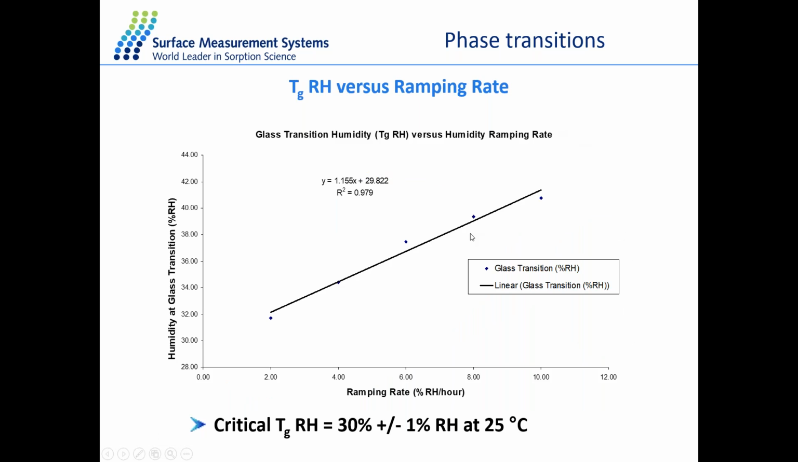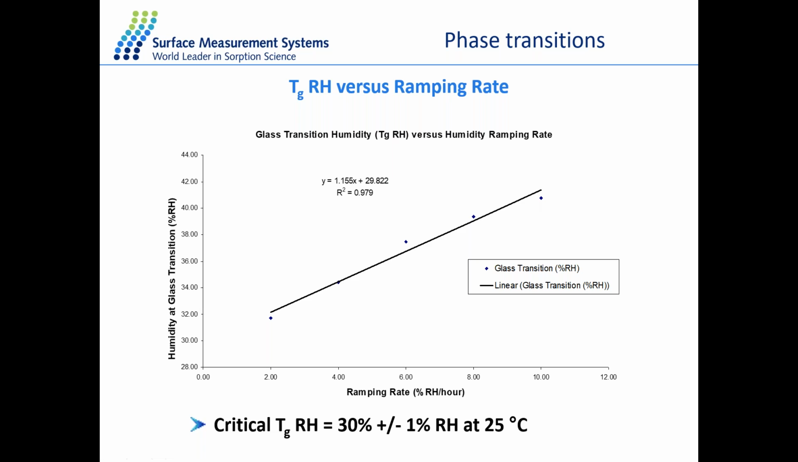Now, what can we understand from this data? The main factor that we're looking at here is the fact that we need to define a ramp rate. So what happens if we do the same experiment at constant temperature, but we change the ramp rate? What we see is that by increasing the ramp rate, we increase the relative humidity at which the glass transition happens. So we go from 32% to about 42%.